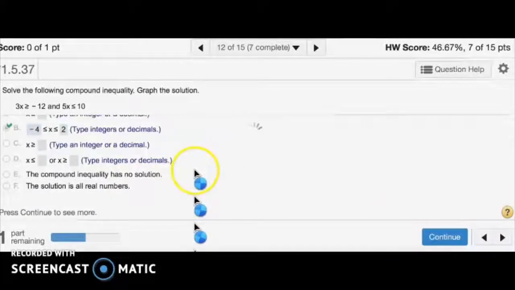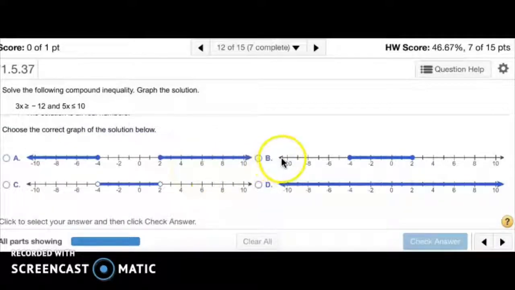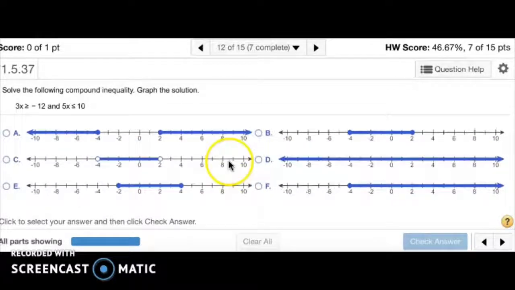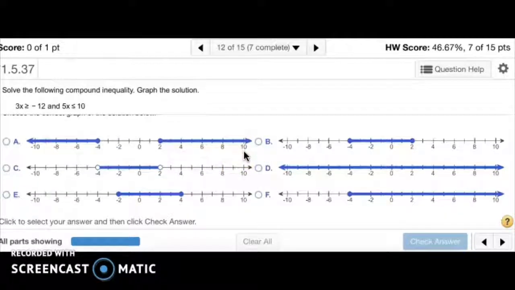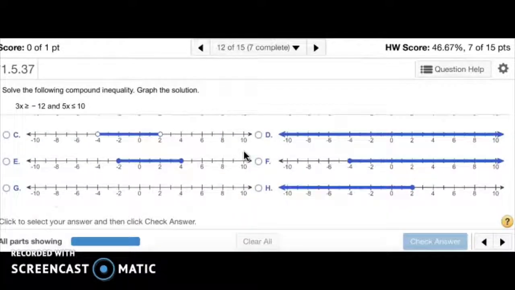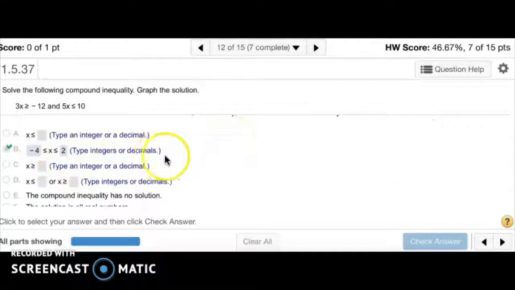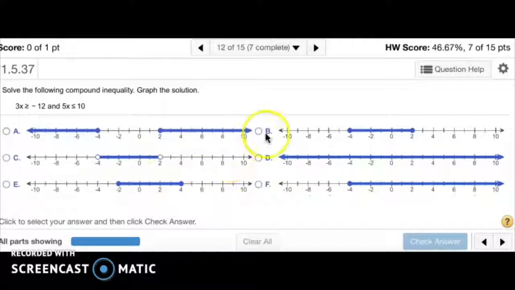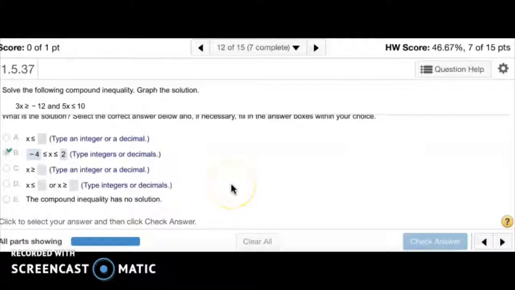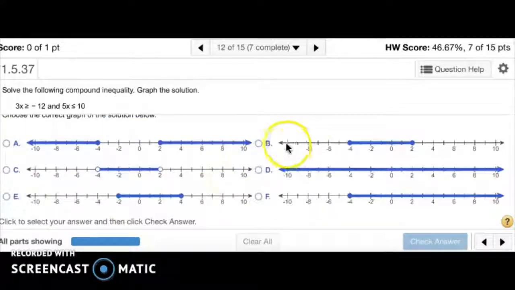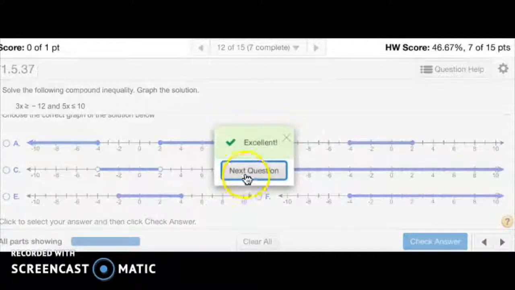Graphing it, it will be a conjunction, so we know it can't be A, definitely not D. Between B and C, or E, will be our interval. Now we know it has to be both with lines under them, so it's both filled in, so it has to be either B or E. This is negative 4 and 2, this is negative 2 and 4. Our answer is negative 4 and 2, so it has to be B. And that's the answer for number 12.